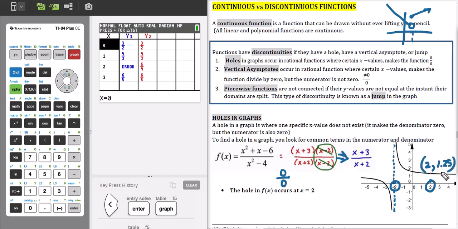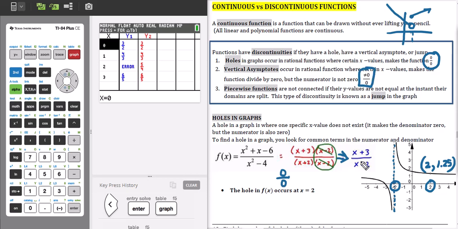That's where the hole is at. But what you are going to do for some practice is just to figure out where the holes exist in these functions. So just get familiar with the vocabulary. Holes exist when you have a 0 divided by 0 in the function. A vertical asymptote is going to happen when you have a non-zero divided by 0.